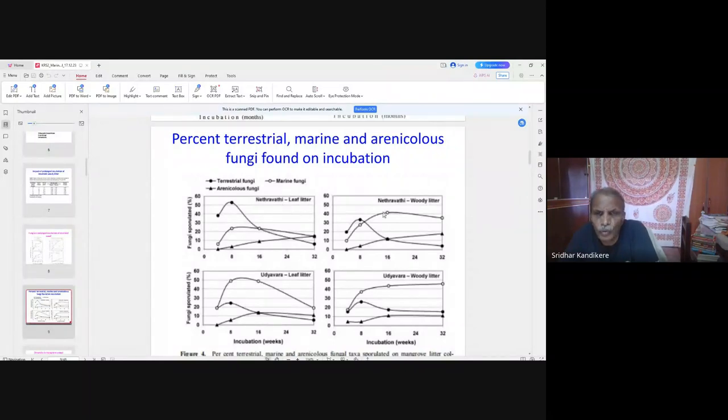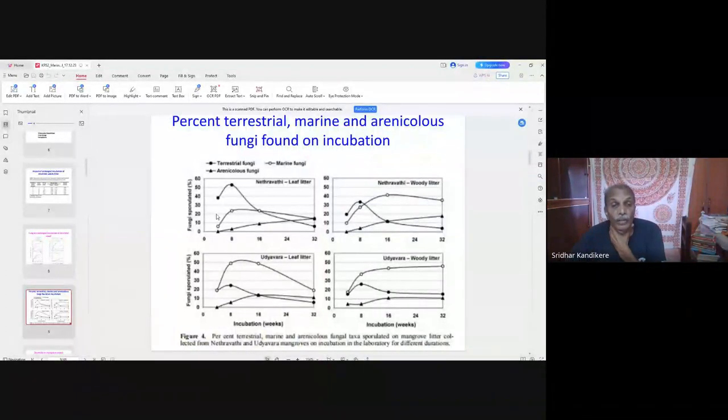This is on leaf litter. Whereas on woody litter, the marine fungi show a sort of increase at 16 weeks of incubation and then a plateau. Whereas, as usual, terrestrial fungi come down, while arenicolous fungi show an increment. Similarly, Udyavara woody litter shows more or less the same pattern with regard to marine fungi, terrestrial fungi and arenicolous fungi. So this gives an idea that although terrestrial fungi are there in the mangrove ecosystem, over a period of time their activity will come down, and their number of sporulating species will come down after prolonged incubation. Whereas we can find some different species of marine fungi and also arenicolous fungi subsequently.